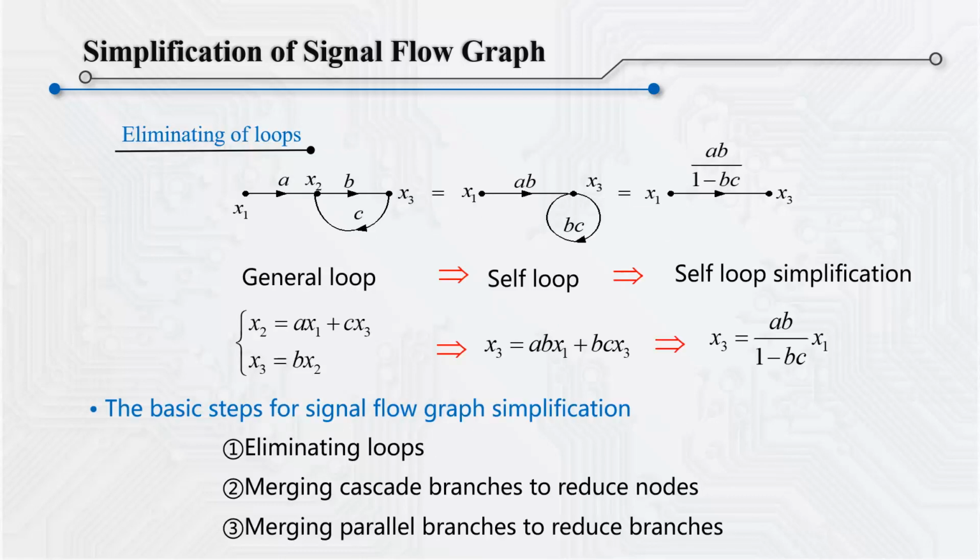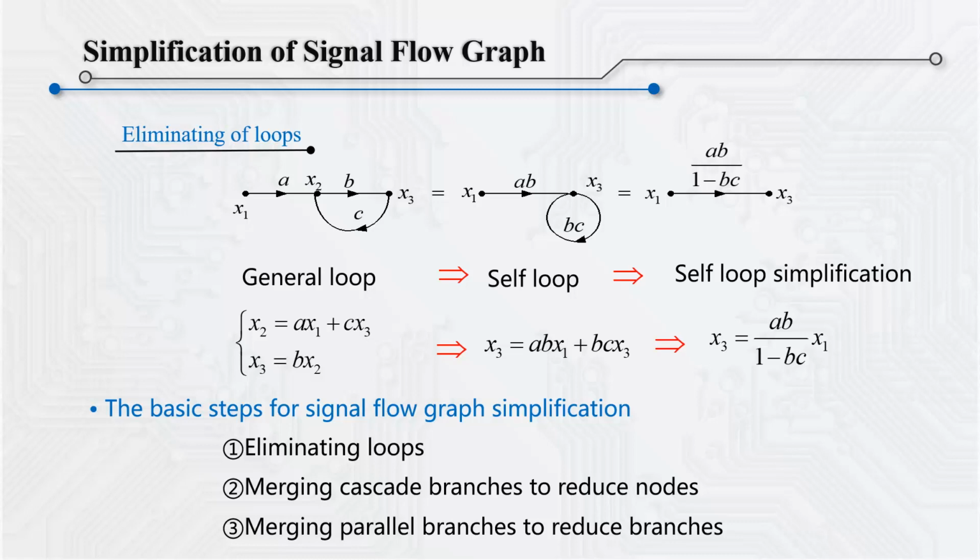The last rule is the elimination of loops. This is the most important step in the signal flow graph simplification. For example, we have a signal flow graph like this. It has a loop. The most difficult task to simplify it is to eliminate the loop. So how can we eliminate the loop? We can list the equations for node variables in signal flow graph according to their input branches. Then the loop can be simplified as a self-loop.